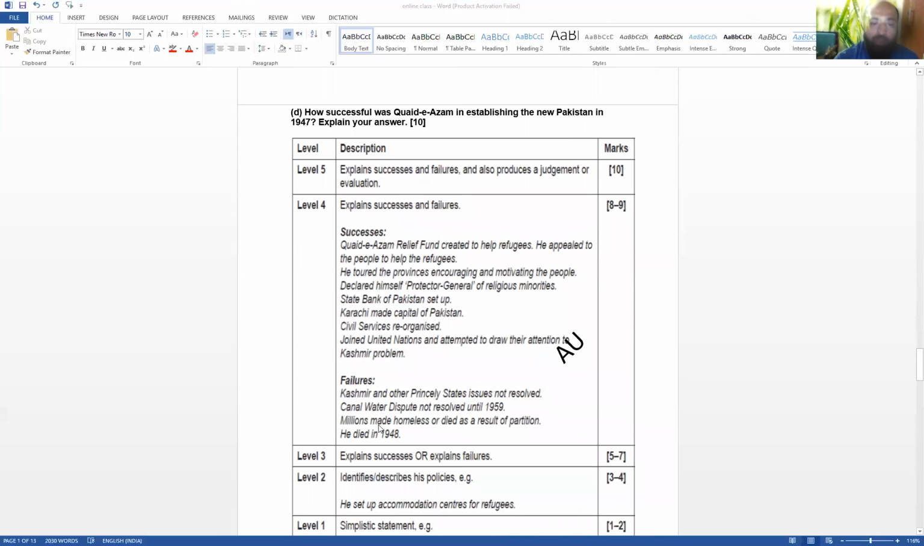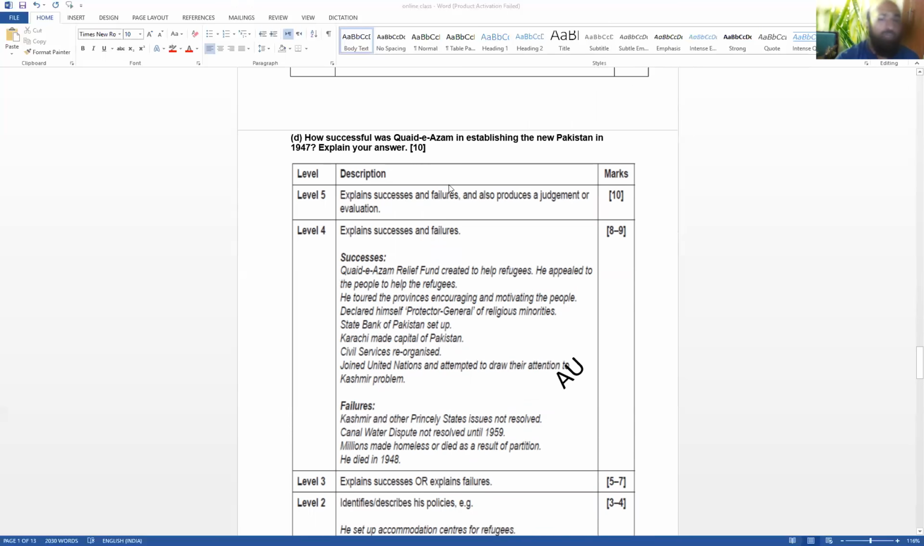About part D, you are supposed to understand what is asked, what the demand of part D is. Look at the question first, then discuss further: how successful was Quaid in establishing the new Pakistan in 47? Explain your answer.